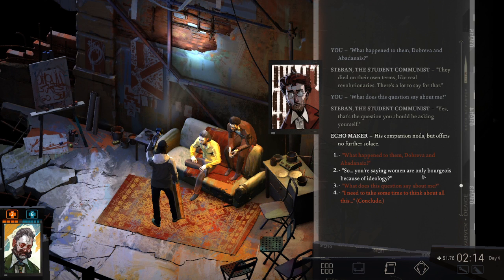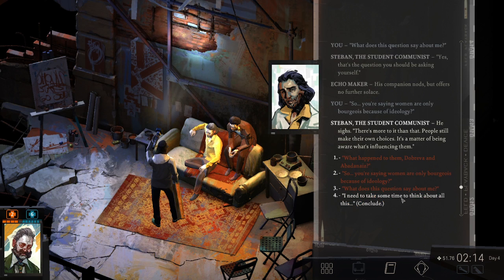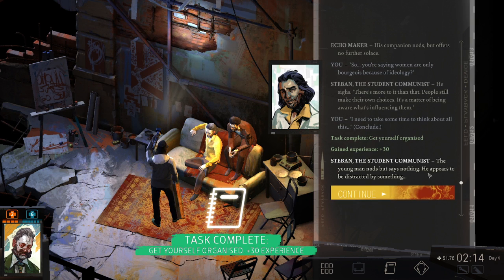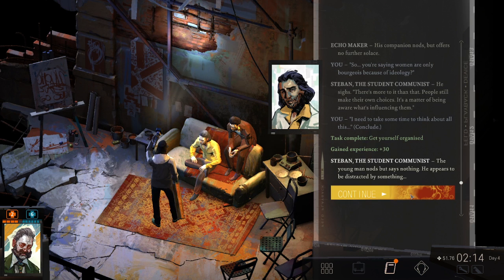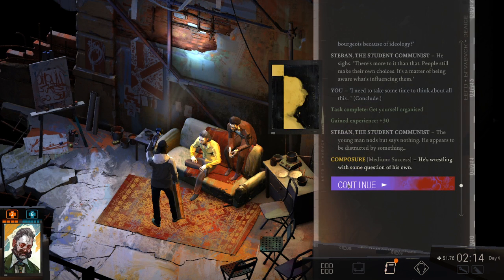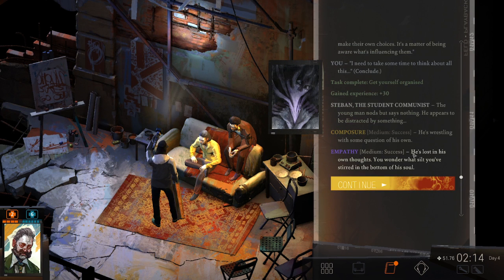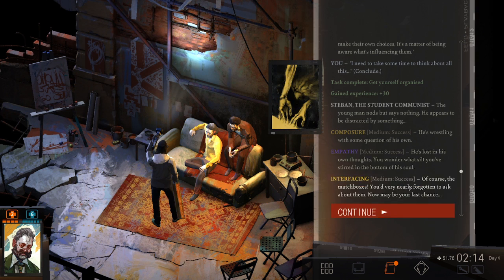So you're saying women are the only bourgeois because of ideology? There's more to it than that. People still make their own choices. It's a matter of being aware of what's influencing them. I need to take some time to think about all this. The young man nods but says nothing. He appears to be distracted by something. He's wrestling with some question of his own. He is lost in his own thoughts. You wonder what silt you've stirred in the bottom of his soul.